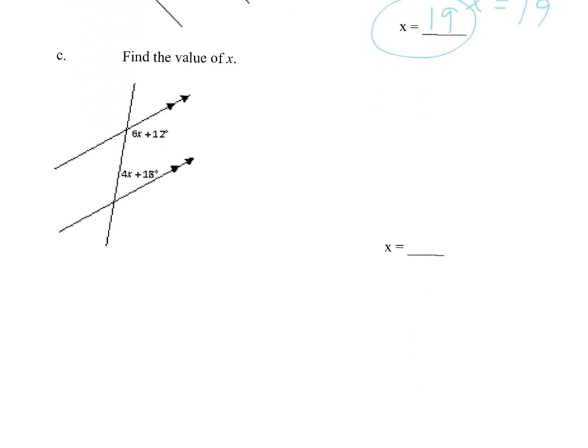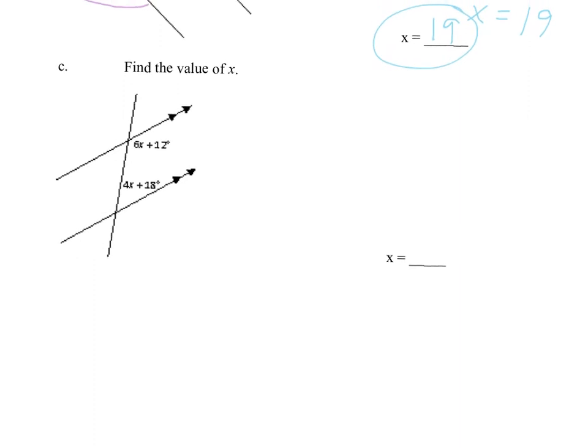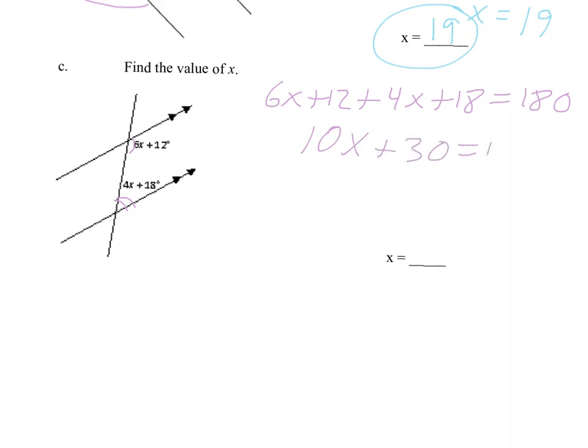And the last one, find the value of x. Again, this is the same situation. These two are consecutive interior. So 6x plus 12 plus 4x plus 18 equals 180. They're supplementary. Combine like terms, 10x plus 30 equals 180. Subtract 30 from both sides, and 10x equals 150. Divide both sides by 10, and x equals 15.